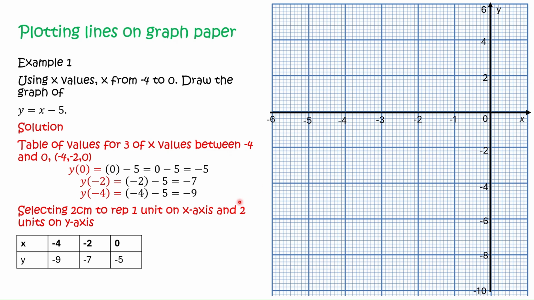Right, so the next thing would be to plot the points individually. So we'll start with the first point. The first point is -4, -9. That is where it is located. So -4 on the x, -9 on the y.